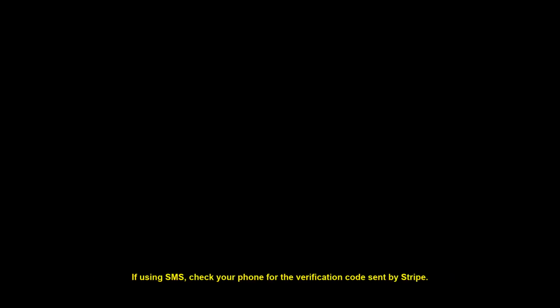If using SMS, check your phone for the verification code sent by Stripe. If using an authenticator app, open the app and find the Stripe entry to locate your code. Enter the verification code into the designated field on the Stripe dashboard. Click the Verify button to proceed.